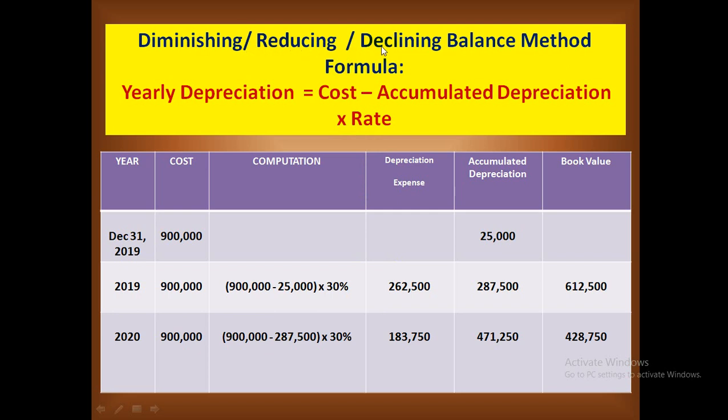Diminishing, reducing or declining balance method has the formula: cost minus accumulated depreciation, multiplied by rate. The cost of the machine is given, and its accumulated depreciation is already given in the question on this date. We are applying this formula to calculate the depreciation expense for 2019. Cost minus accumulated multiplied by rate will give you the depreciation expense for this year.